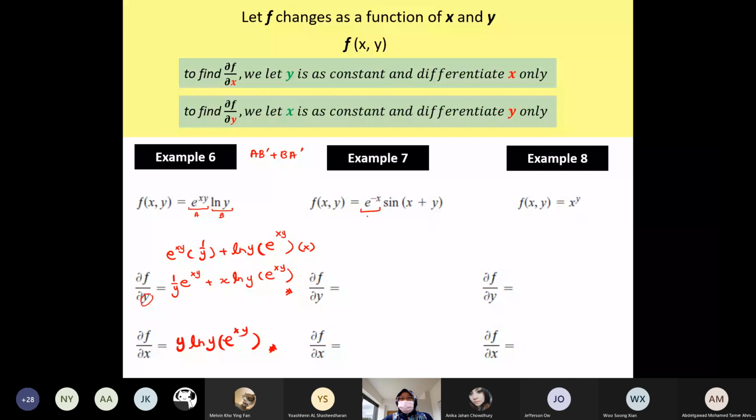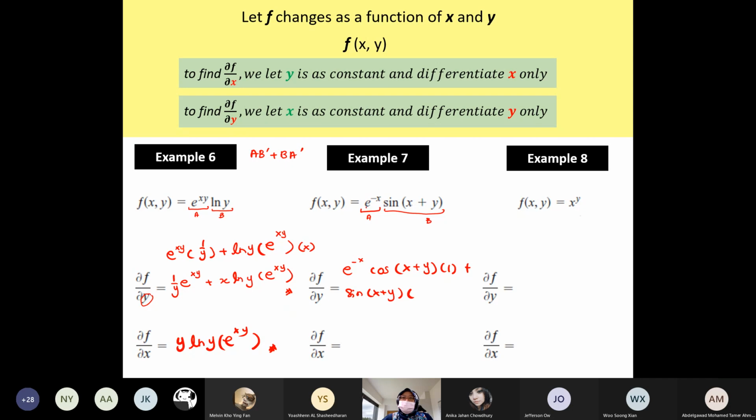So like this, we can treat this one as your A, and this is your B. Okay, so e to the power of negative x, differentiate B. Okay, differentiate sine. So it becomes cosine, isn't it? Cosine. So write down everything inside the bracket. So you have x plus y. Okay, so plus, sorry, differentiate y, you get 1. Okay, plus sine x plus y.